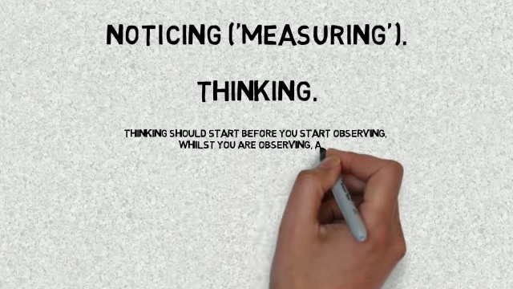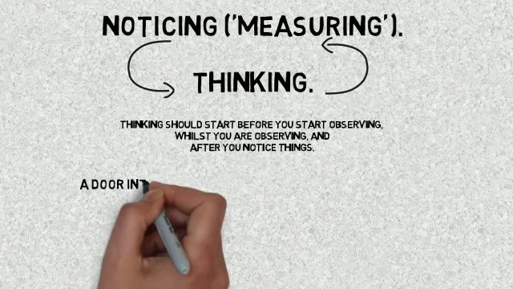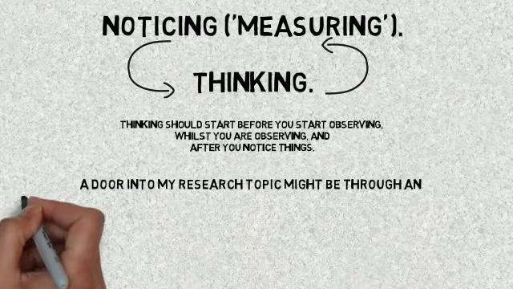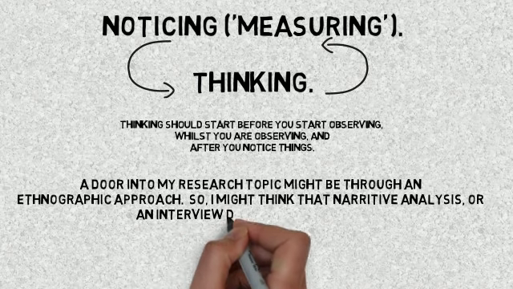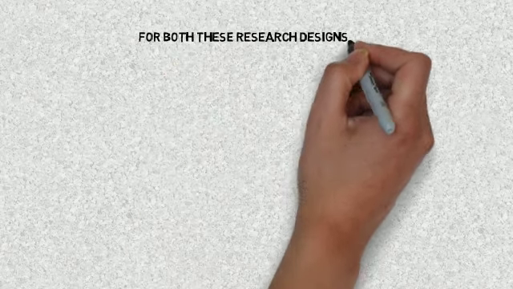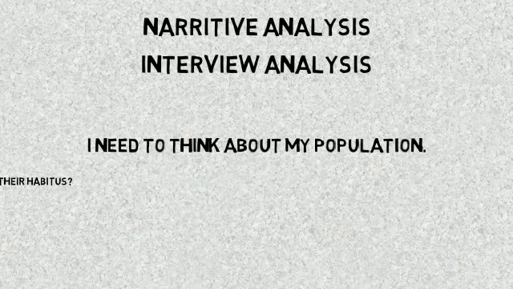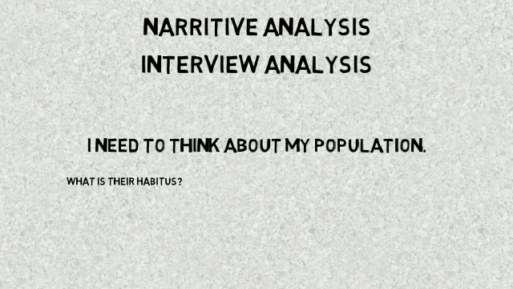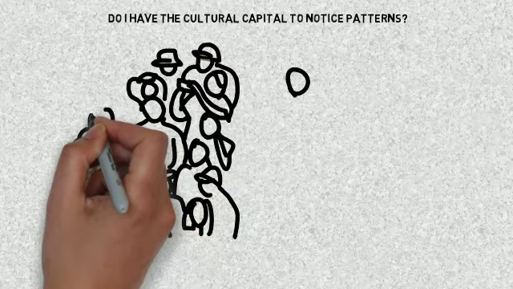Thinking needs to start before you start your observations, whilst you're doing your observations, and after you notice things. For instance, a door into my research topic might be through an ethnographic approach. So I might think that narrative and interview design might be a good idea. For both these research designs, I'll need to think about my population. What is their habitus? Are they representative? And do I have the cultural capital to notice patterns?